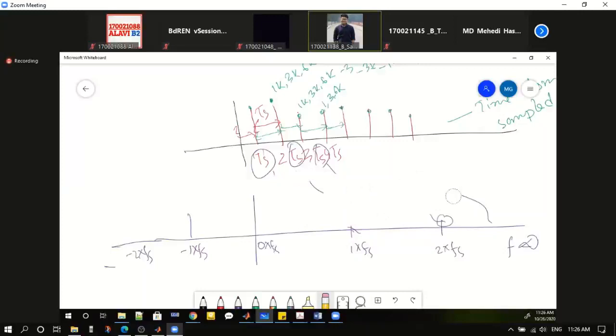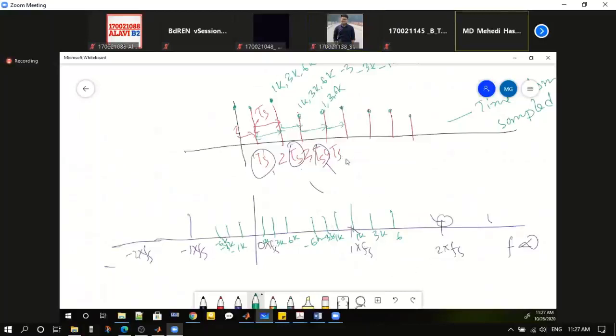Now, at the zero multiple, what frequencies lie here? 1k, 3k and 6k, and minus 1k, minus 3k, minus 6k. Again, at this position, the frequencies are 1k, 3k and 6k, so you will have 1k, 3k, 6k, minus 1k, minus 3k, minus 6k. Like this way, the same signal will be repeating, centered around FS.